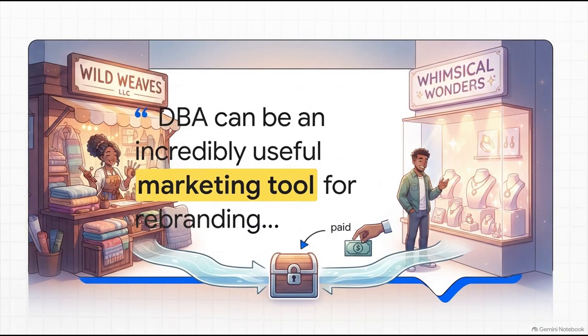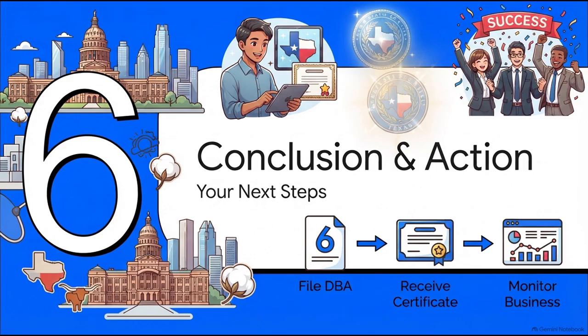Now, what's really interesting is how this plays out in the real world. Let's say you formed Wild Weaves LLC to sell handmade blankets, but a year later, you decide you want to expand into custom jewelry. Well, selling jewelry under a blanket company's name is just confusing for consumers. Instead of forming a brand new LLC, you simply file a $25 DBA for Whimsical Wonders. Bam! Now you have two distinct, beautifully branded product lines reaching entirely different markets. But structurally, all the revenue and liability protection flows safely back into your single, original LLC. It's just incredibly efficient.